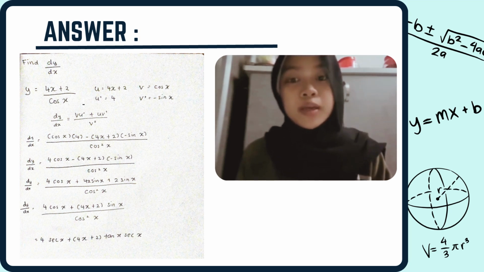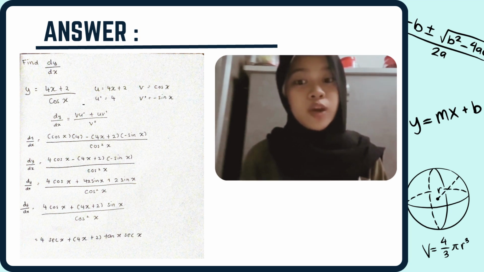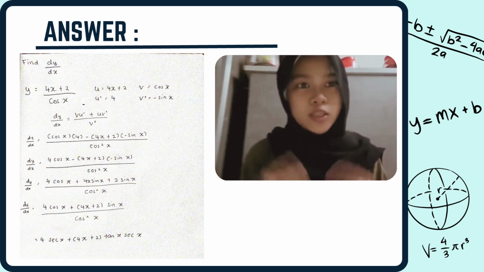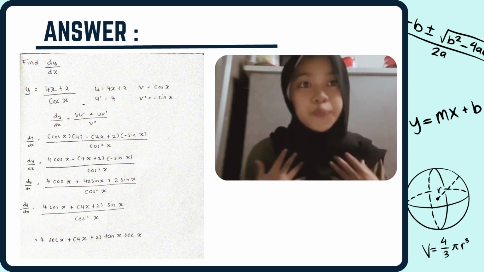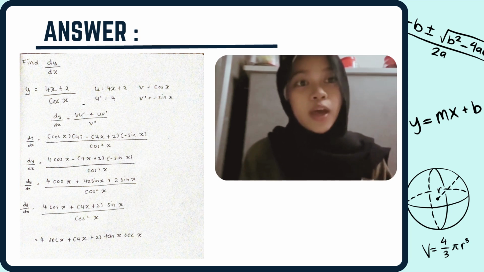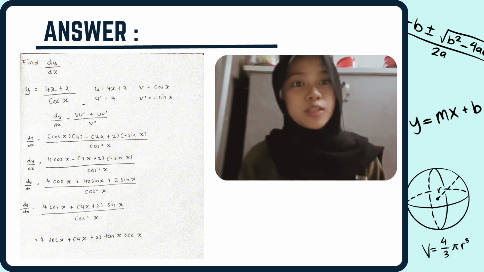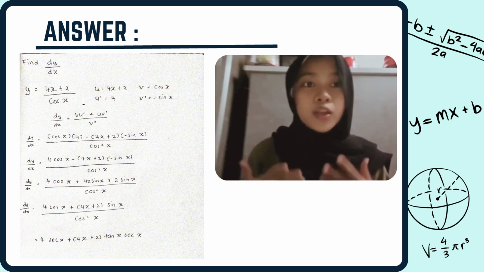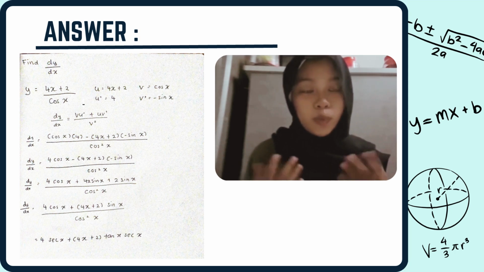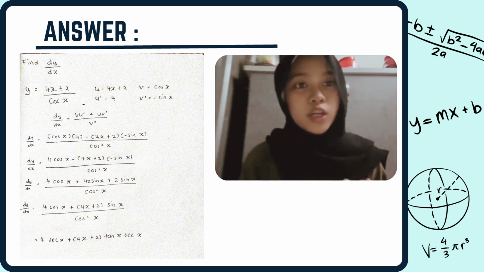So the given problem is: find dy over dx for the following function, y equals (4x + 2) over cos x. So what exactly is dy over dx and what does it want us to do? So dy over dx is the derivative and it tells us how y changes with respect to x. So in this problem, the first thing that we have to do is to identify the structure of the function.